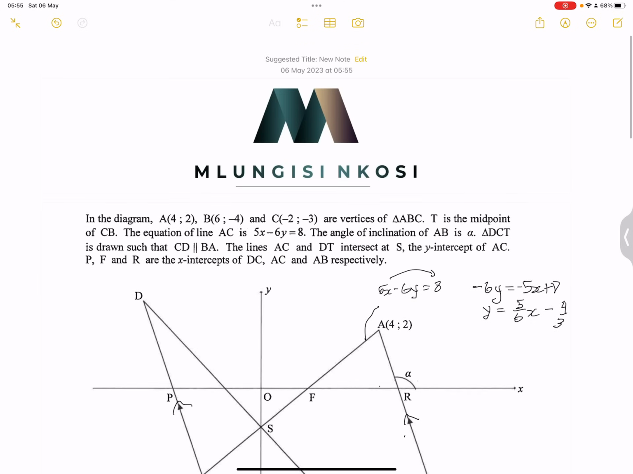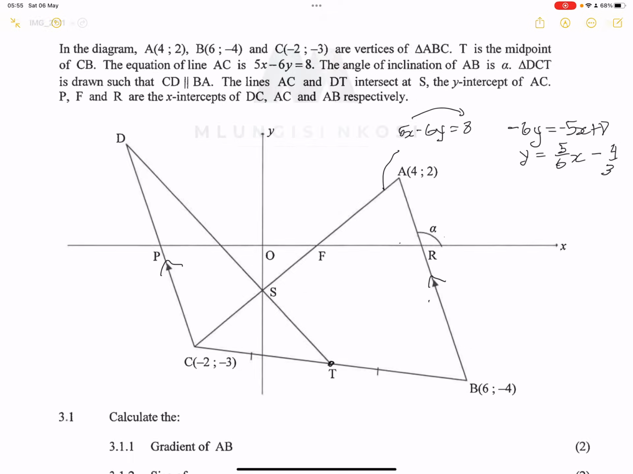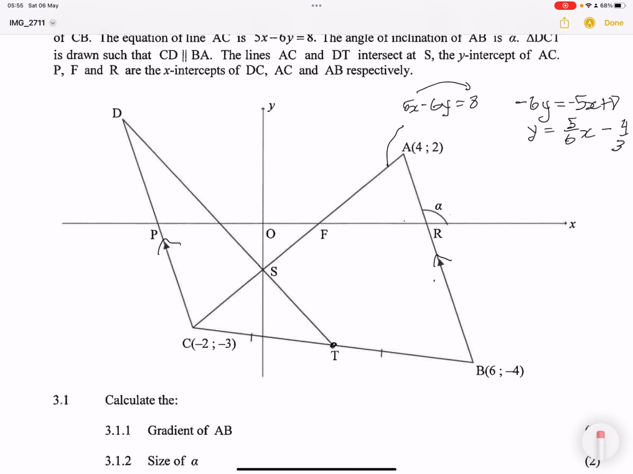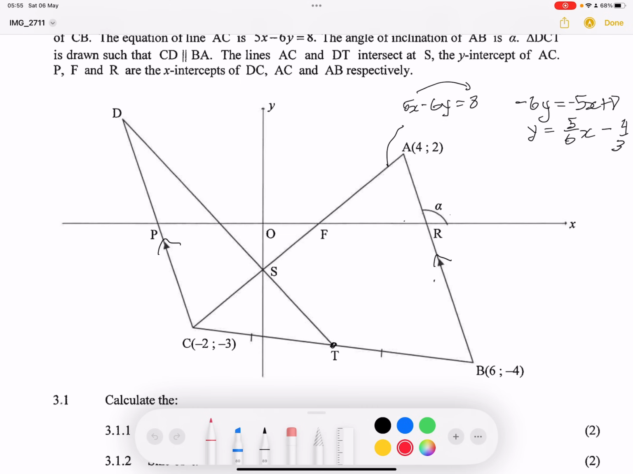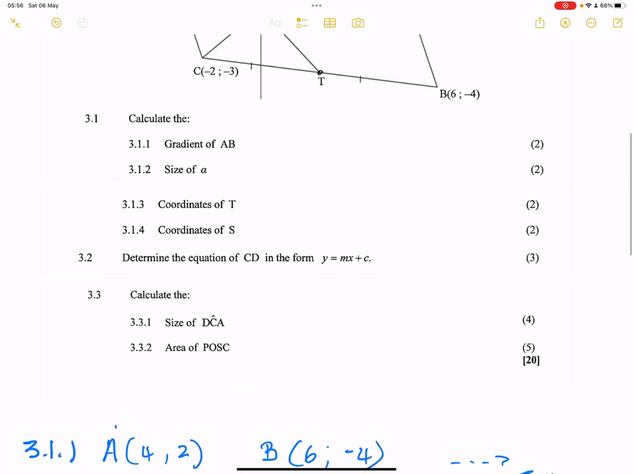What I would like to do, ladies and gents, is go back to my drawing and populate as much as I have. We already know the gradient of AB is -3, and this angle alpha is 108.43.